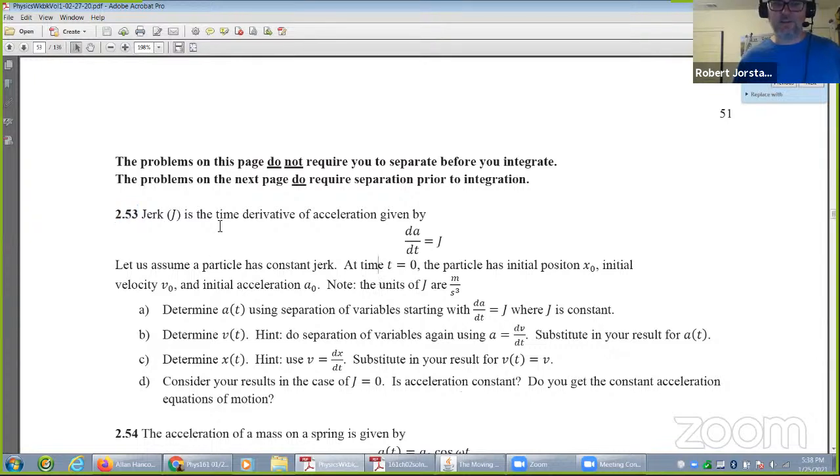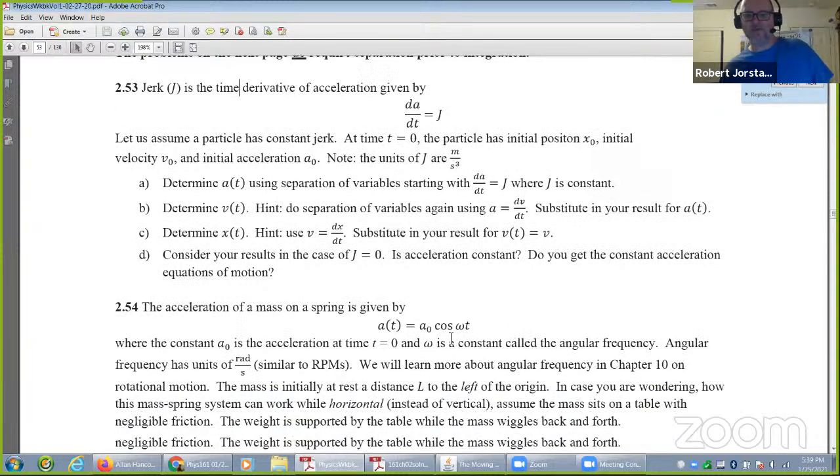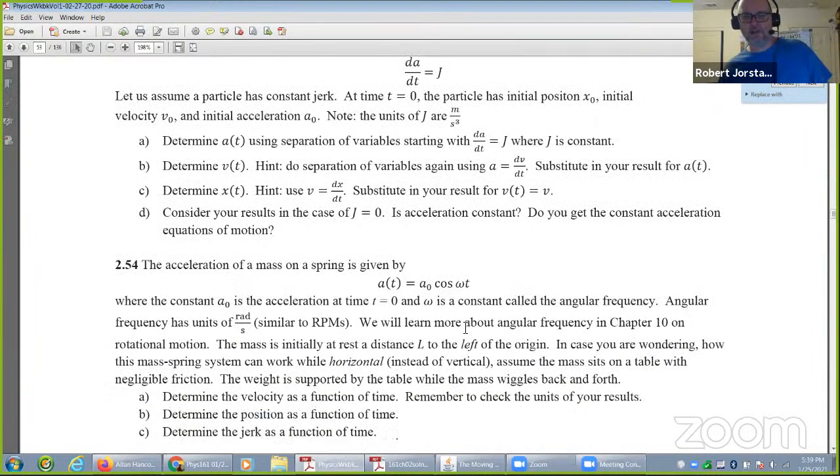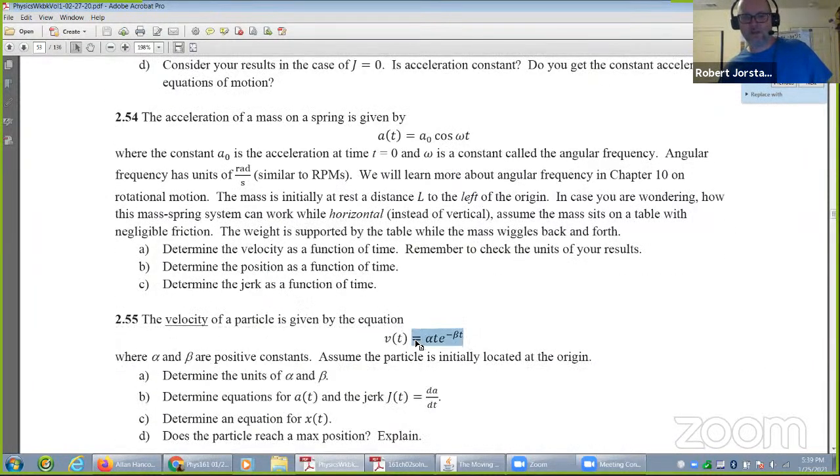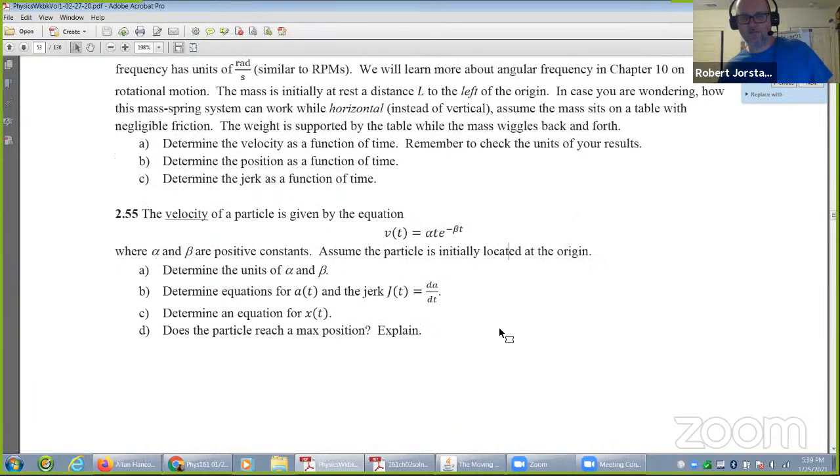Here's that equation, if you're wondering what you get for the equations of motion with constant jerk. Here it is in more detail. Here are some that have a cosine function, some that have exponentials, and some that are mixed. So I think you've got all of this here if you need it.